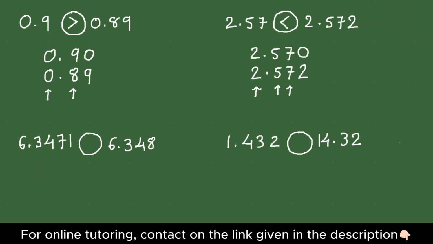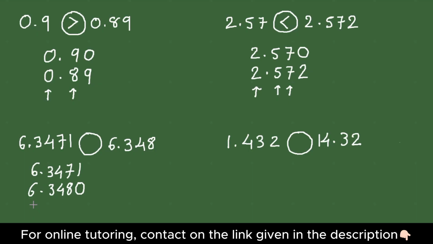Now we have 6.3471 and 6.348. In 6.3471 there are four decimal places, so let us write a 0 as a placeholder.